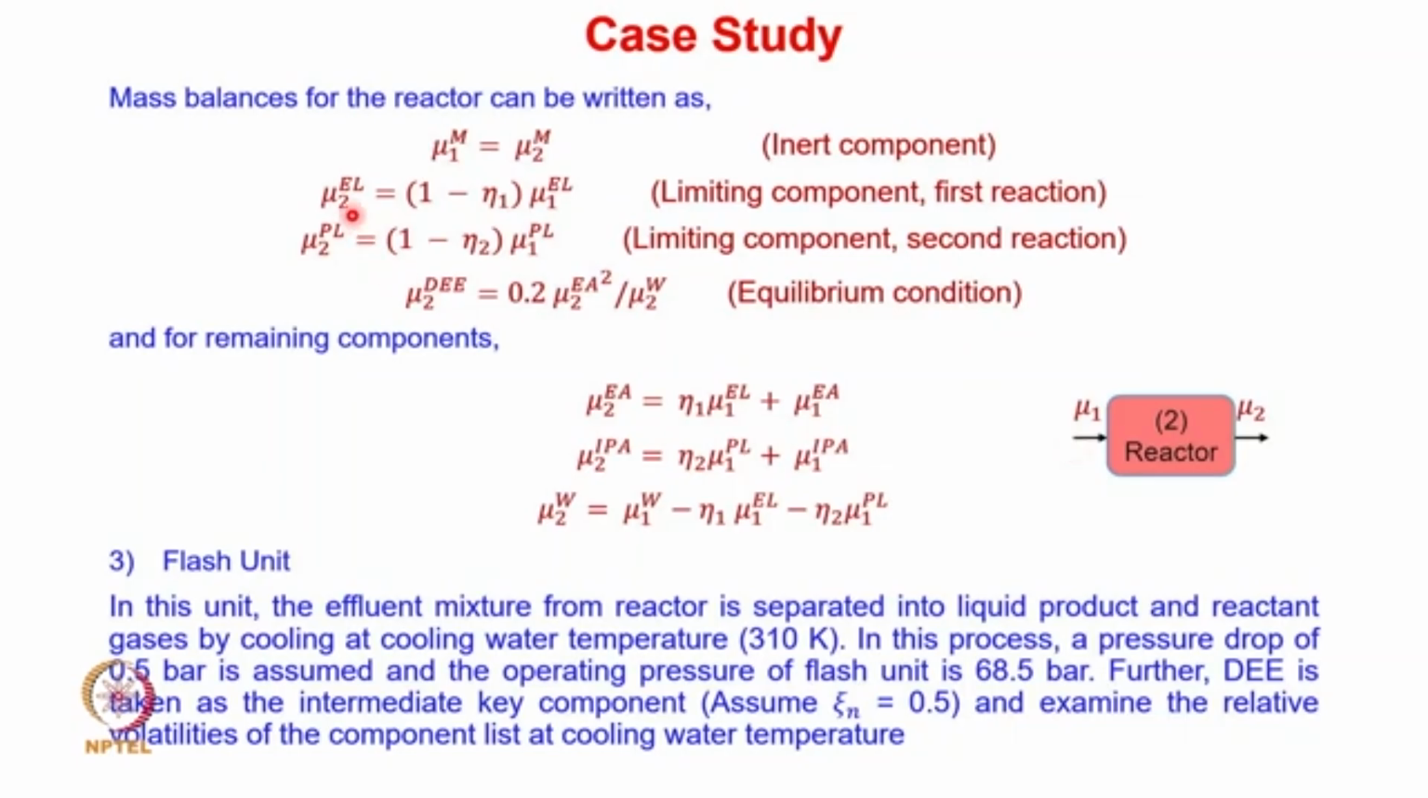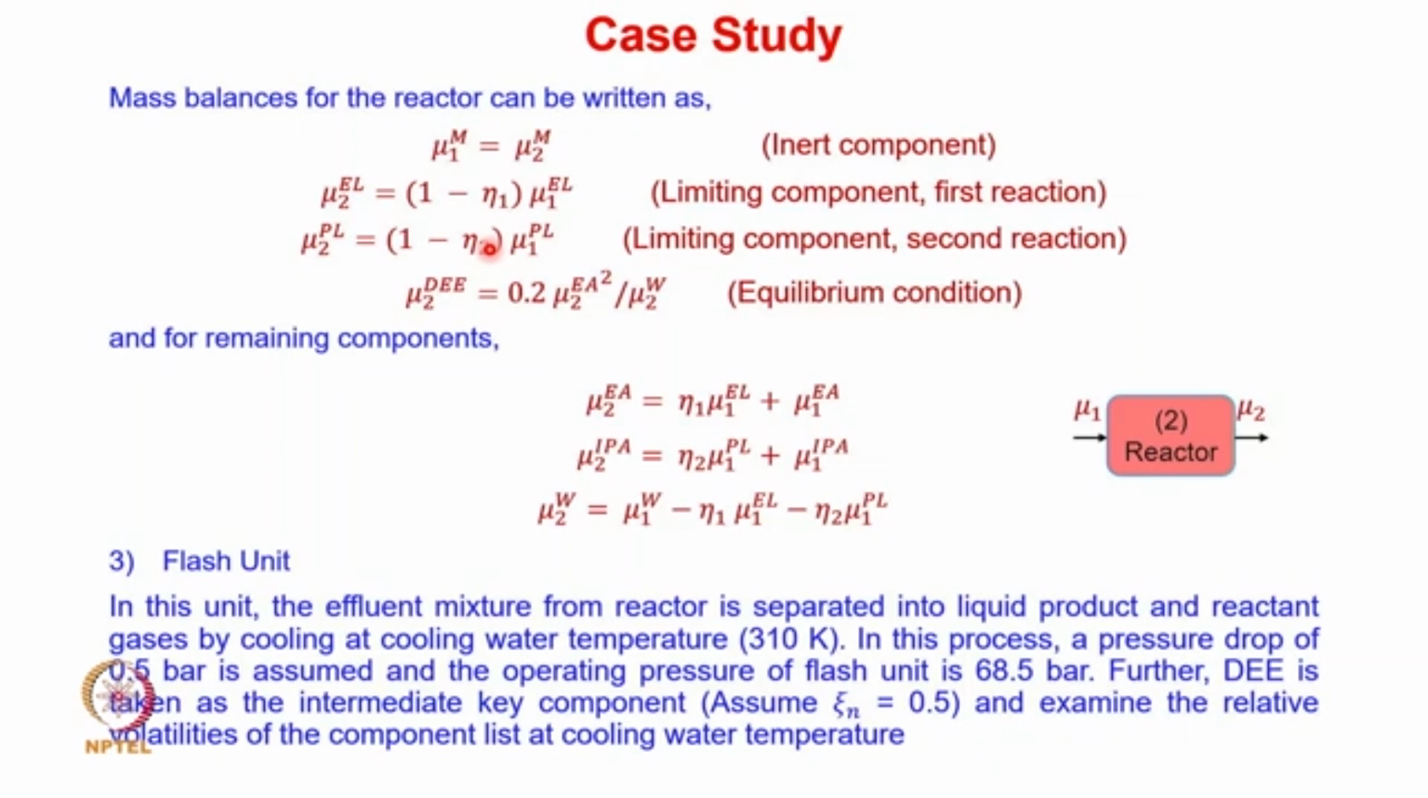Whatever methane is charged to the reactor, the same will come out from the reactor. Whereas for ethylene, some amount will get converted to products, and therefore the unreacted ethylene coming out from the reactor will be given by 1 minus eta 1, where eta 1 is the conversion of ethylene. Similarly, the propylene coming out from the reactor will be 1 minus eta 2 into mu 1 PL, where mu 1 PL is the amount of propylene charged to the reactor, and eta 2 is the conversion of propylene to isopropyl alcohol.